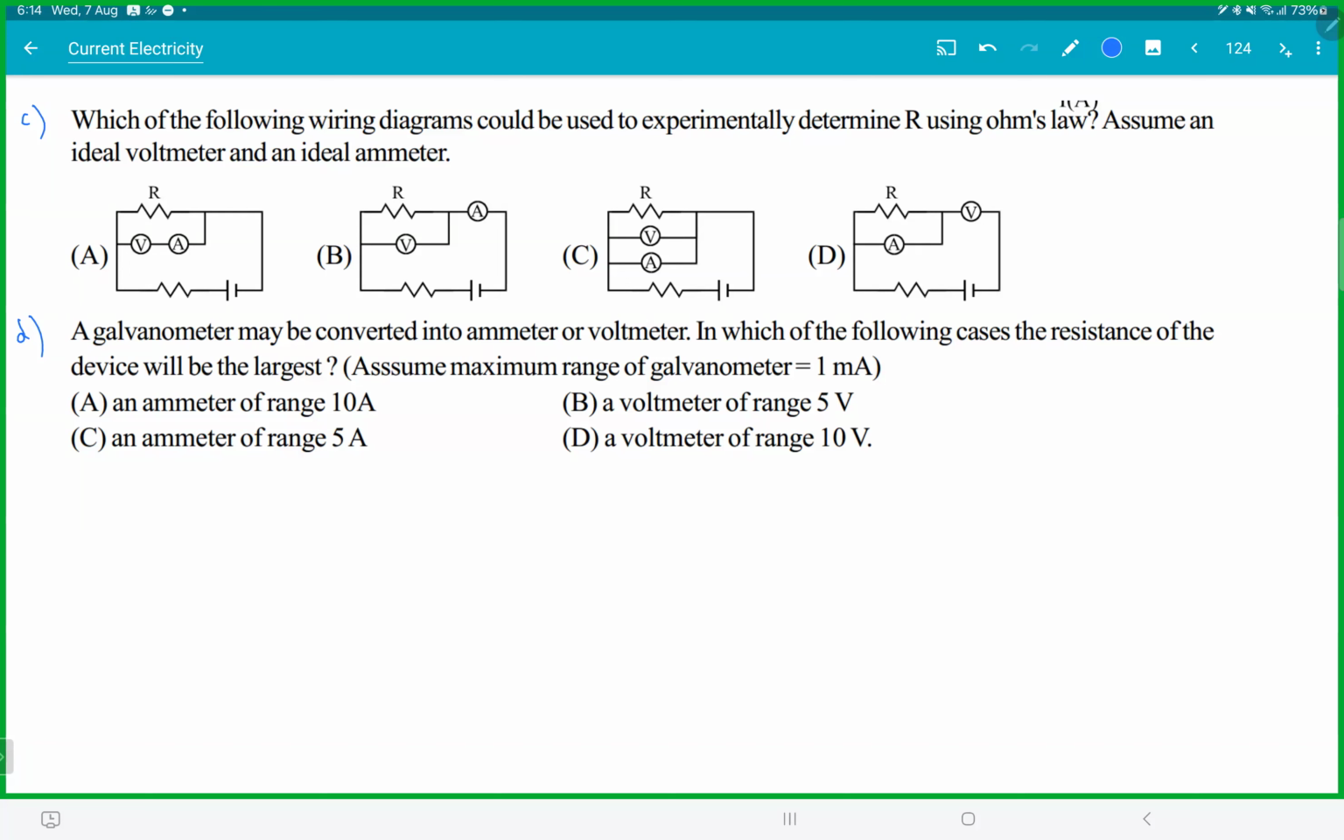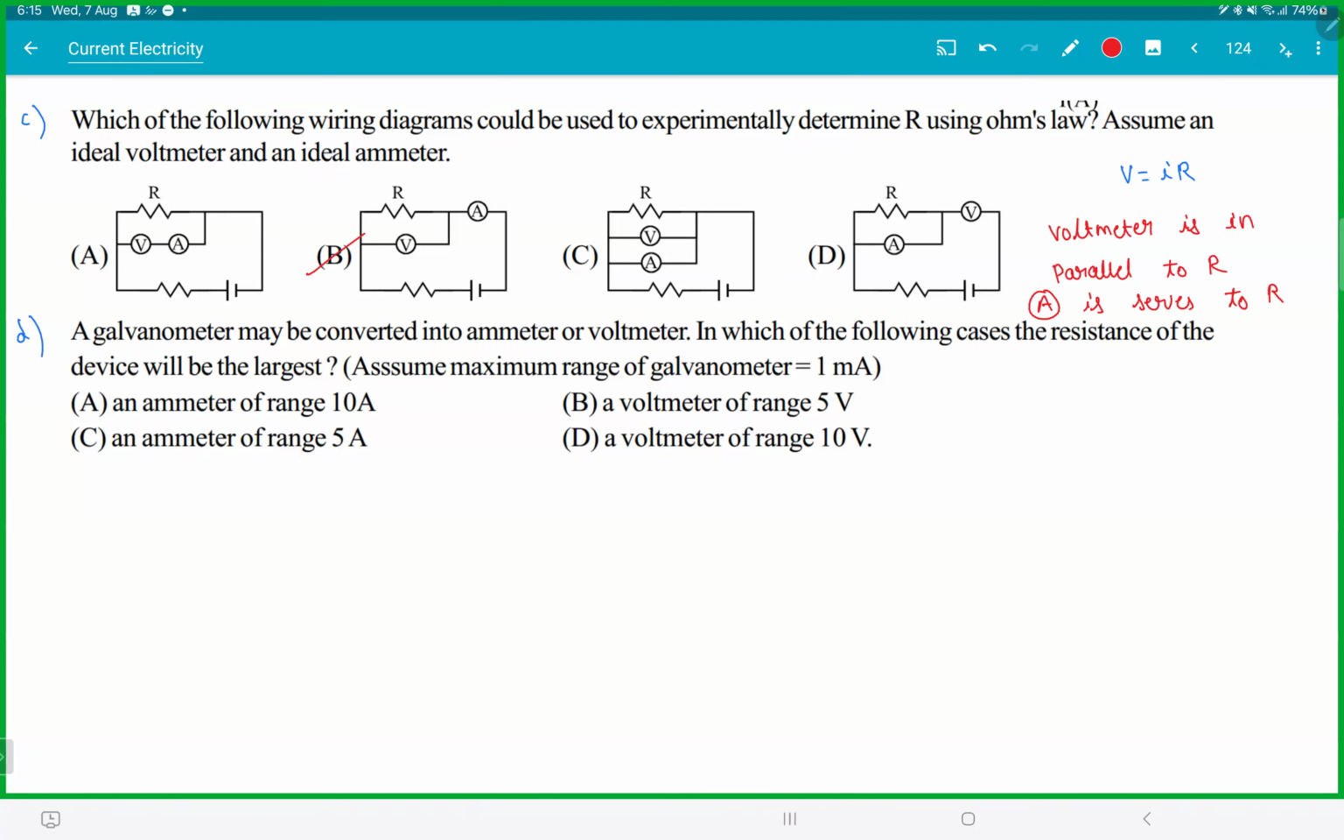Okay, let's see. The first one. Now, if you want to verify Ohm's law, you're trying to use V is equal to IR and you want to get that ratio. So voltmeter must be in parallel. Ammeter must be in series. So that's the main idea there. Voltmeter is in parallel to R and ammeter is in series to R. Which one is that? B, no? That's your answer.